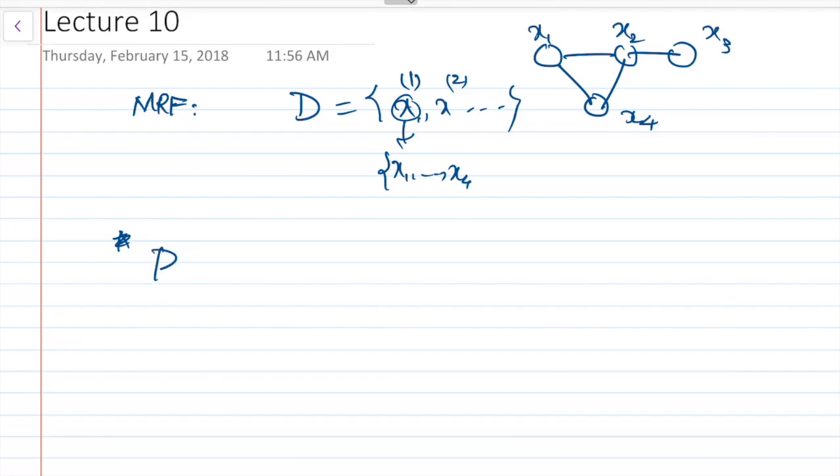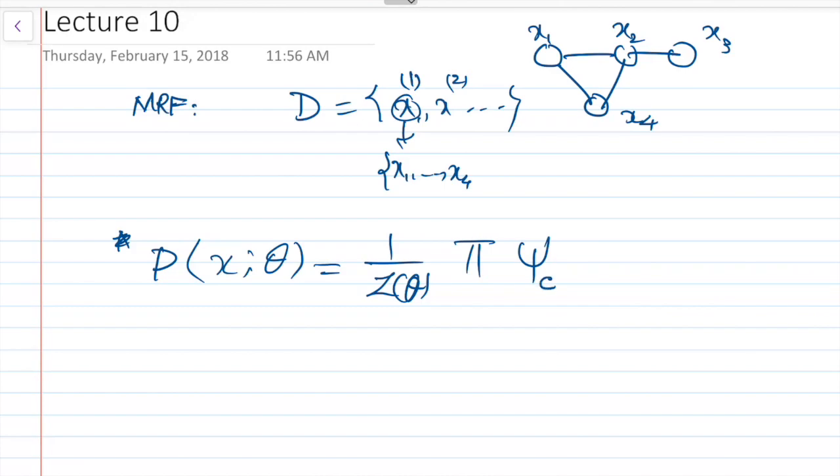So the probability distribution of that was basically x conditioned on theta, which was an exponential family, right? So I can write this as a normalizer and a product of the factors. Sorry, multiplication of the factors. Do you remember this form? Now, if you have a CRF, I have something like this.